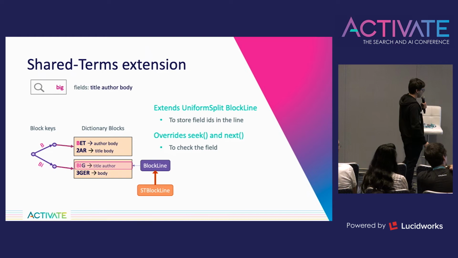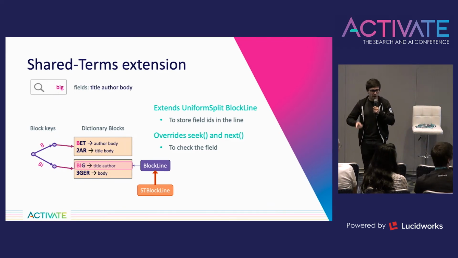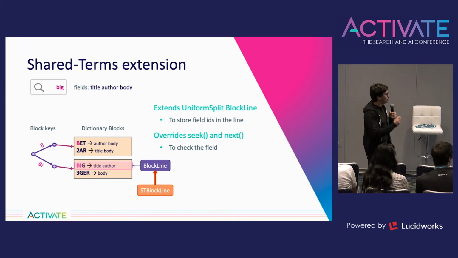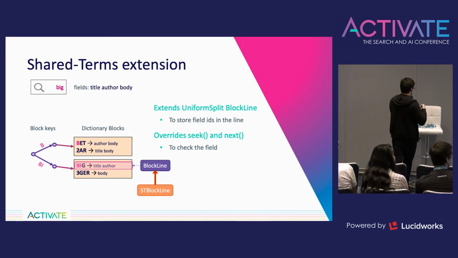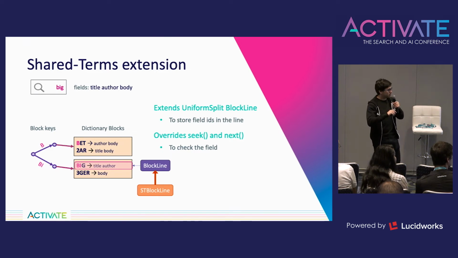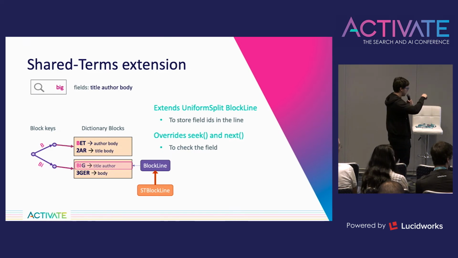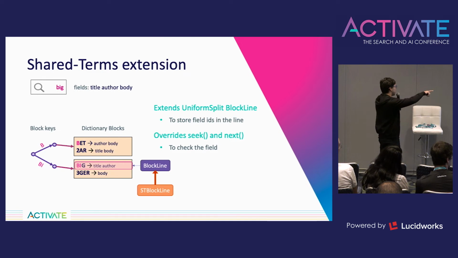So we have our UniformSplit version, code complete, all tests passed. Now we're going to check how we are going to implement the shared terms extension of UniformSplit. So remember, we will share all terms for all fields in a common terms dictionary. So if we look for the term big for field title, we will traverse the block prefix, the block keys, to get the right block.